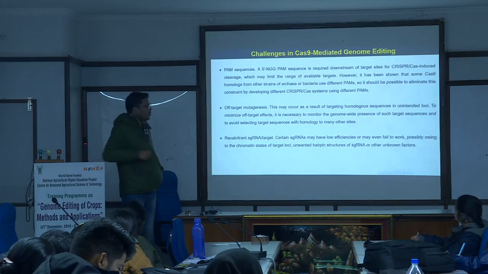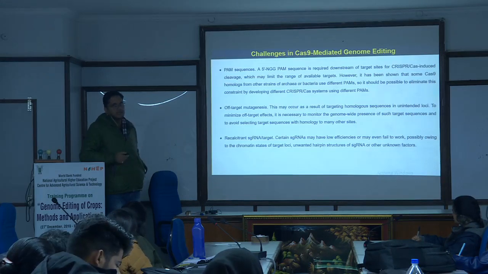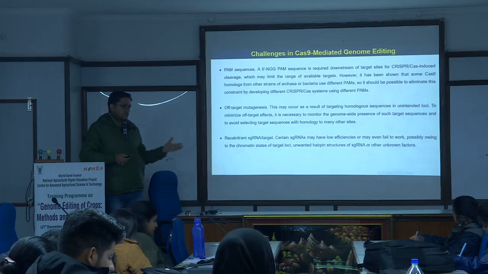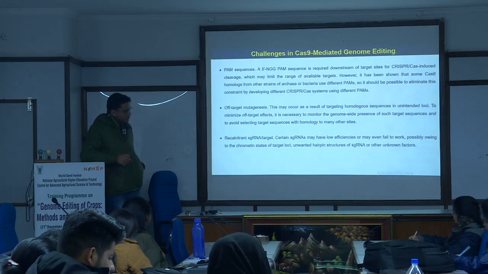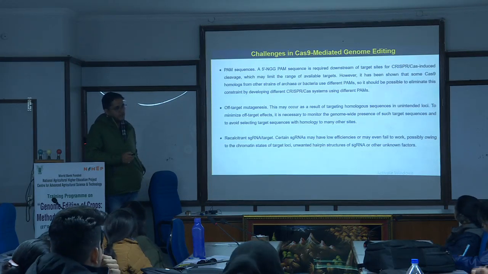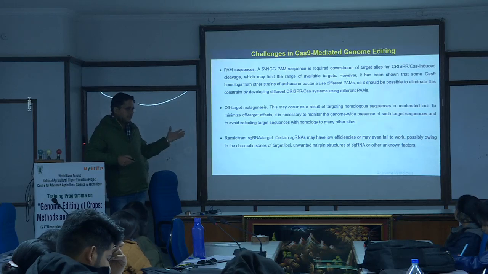Then again, off targets are a real problem, and sometimes these targets and sgRNAs are quite recalcitrant. Then we are not able to target some specific genes due to some unknown reasons. Fine. So to address all these things, the need was felt to identify some CRISPR variants so that we can address these challenges.